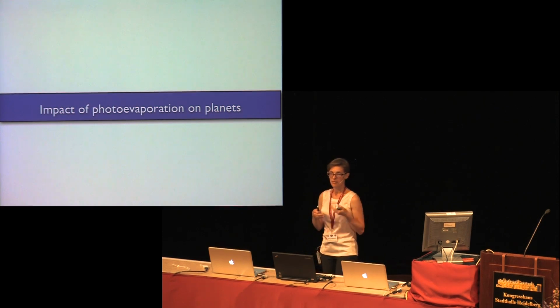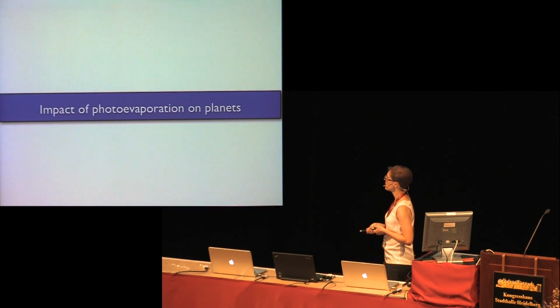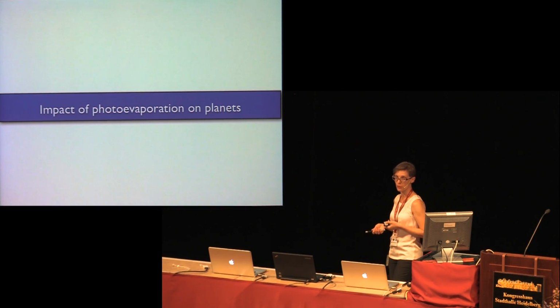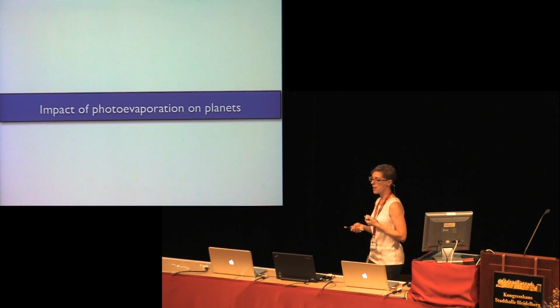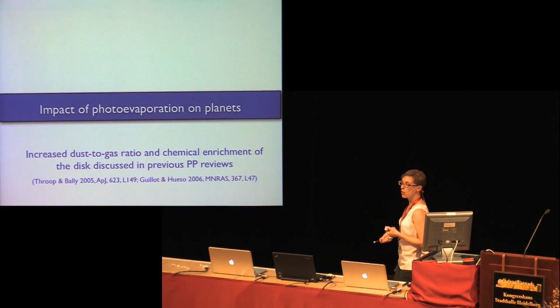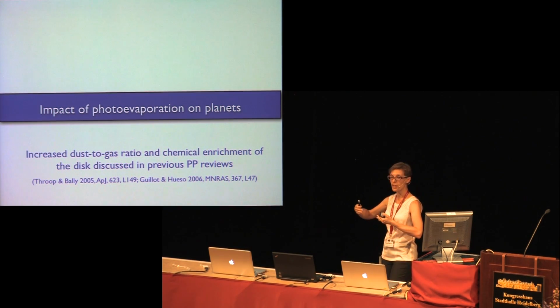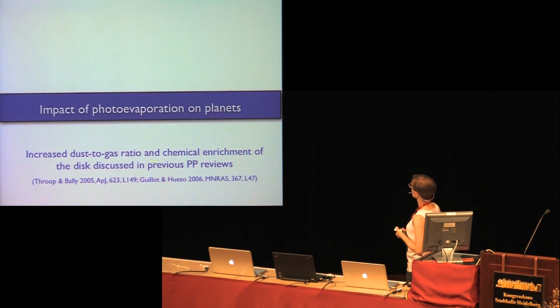So now that I've shown you that the theory has grown quite a lot in these last years, as well as that we have observations of photoevaporative winds, I think it's time to think about the impact that photoevaporation can have on planet formation. There were a couple of interesting things pointed out in previous Protostars and Planets review chapters, like the fact that the dust-to-gas ratio is increasing because photoevaporative winds are removing volatiles primarily from the surface. There is also, in conjunction with that, chemical enrichment.